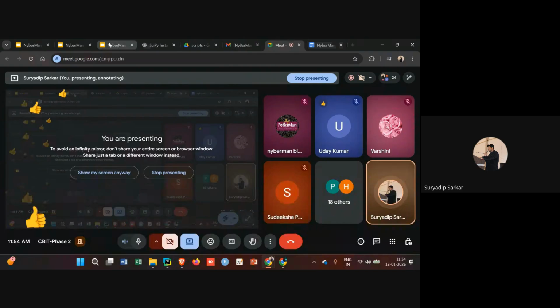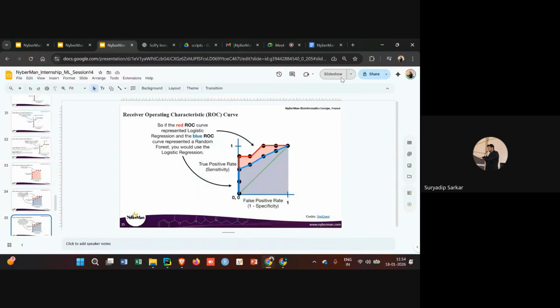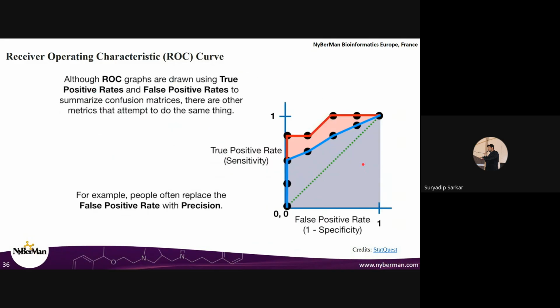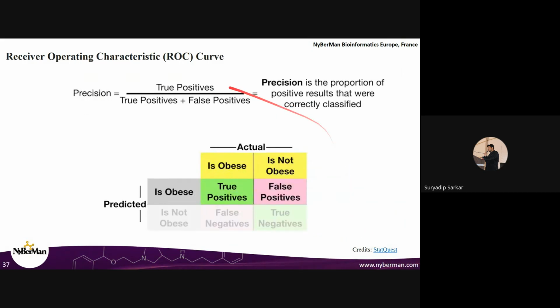Okay, very good. So this is what a receiver operating characteristic, or an ROC curve, is all about, and this is what the ROC AUC is. Although ROC graphs are drawn using the true positive rate and the false positive rate to summarize confusion matrices, there are other metrics that attempt to do the same thing. For example, people can often replace the false positive rate with precision.